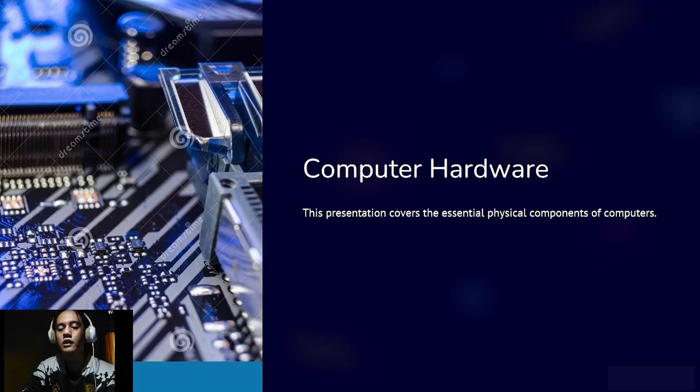Now, let's move on to the second part, which is computer hardware. While software is a set of instructions, hardware is the actual physical equipment. It includes all the devices and components that make up a complete computer system. Without hardware, software would not be able to run the computer.